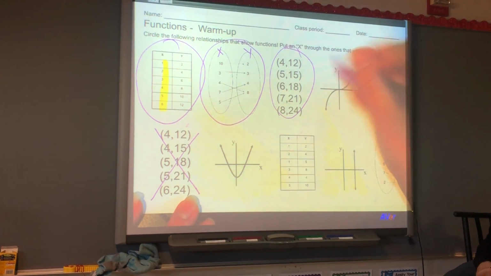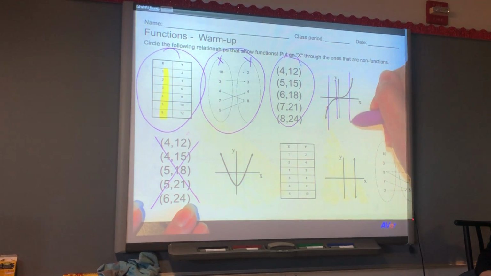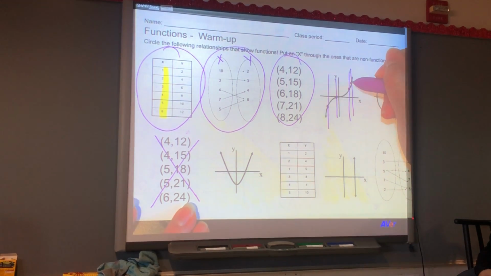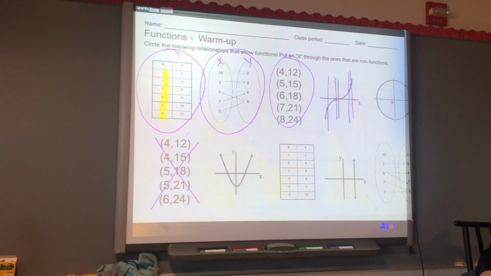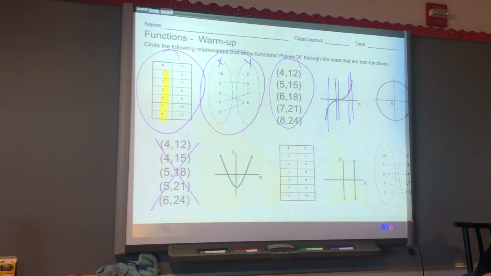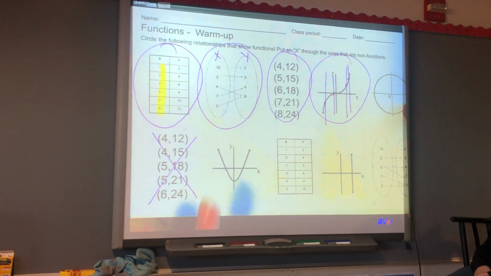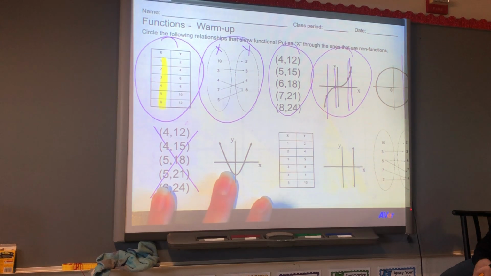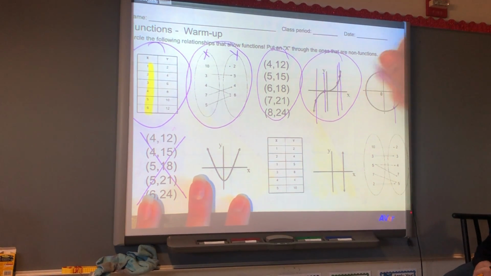Vertical line tests, like Derek said, if you draw a vertical line anywhere, it has to go through the graph only one time. Even when it gets really steep, it can only go through once. Did all those vertical lines pass the test? Yes, so this is a function. What about this one? If I draw a vertical line anywhere, what's gonna happen? It's gonna touch it twice. It's gonna cross twice, which is not good.